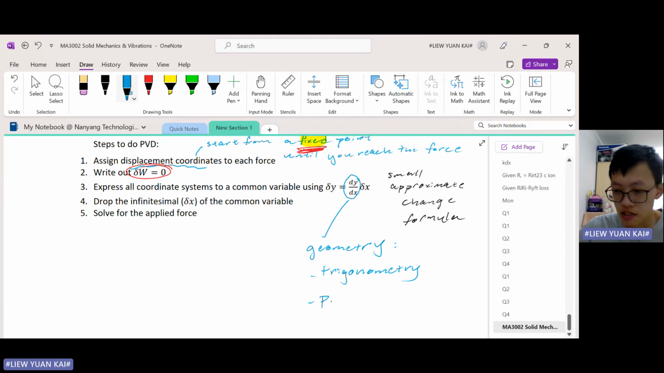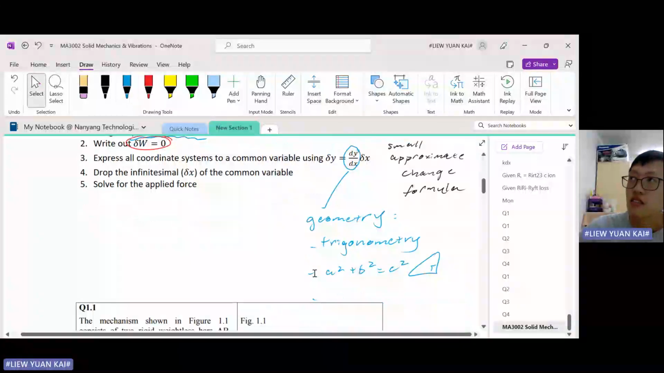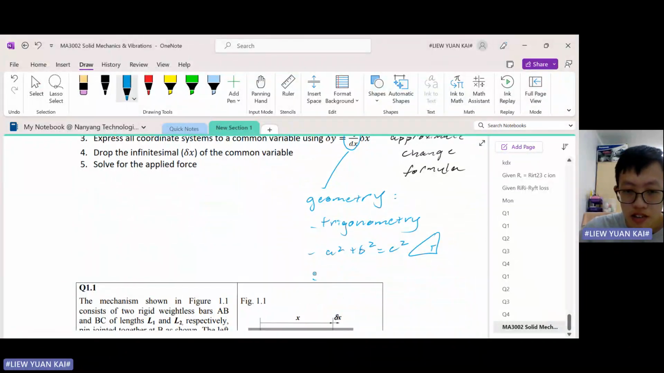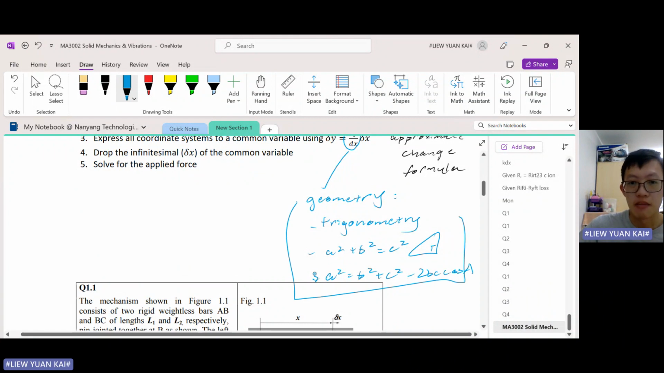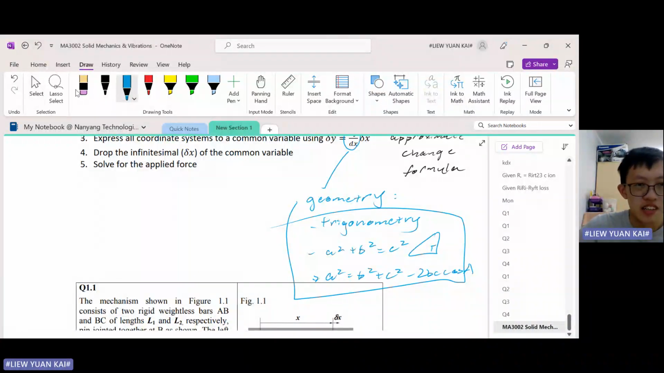Pythagoras formula. So a squared plus b squared equals c squared for a right angle triangle. And I guess sometimes we use the cosine rule. So if you don't remember, the cosine rule states a squared equals b squared plus c squared minus 2bc cos A. Okay? So I'm not going to delve deep into this. Please recap this if you've forgotten. These are pretty secondary school stuff.